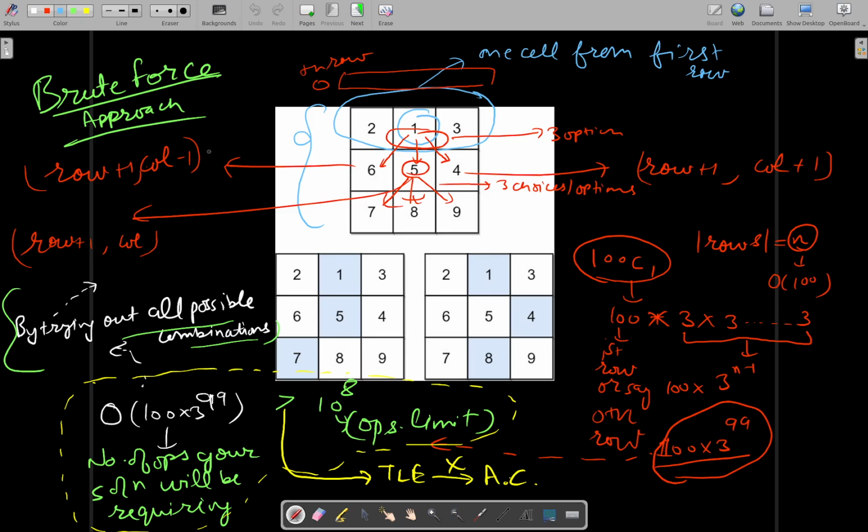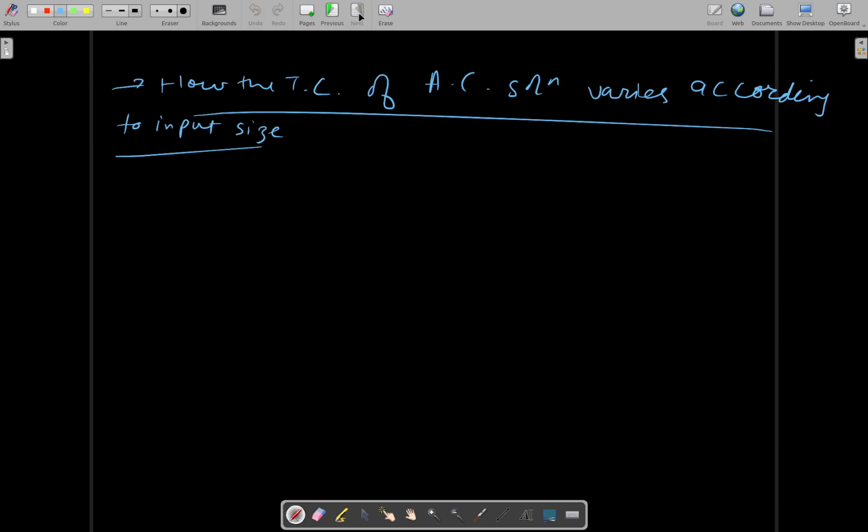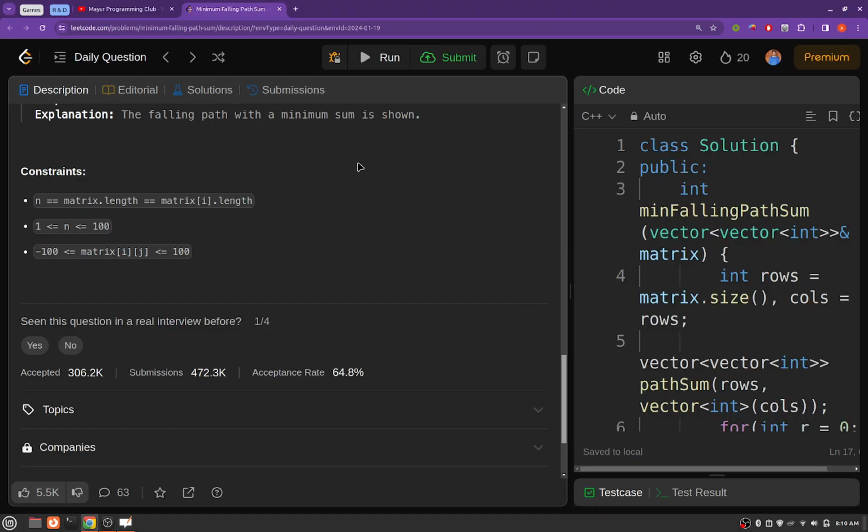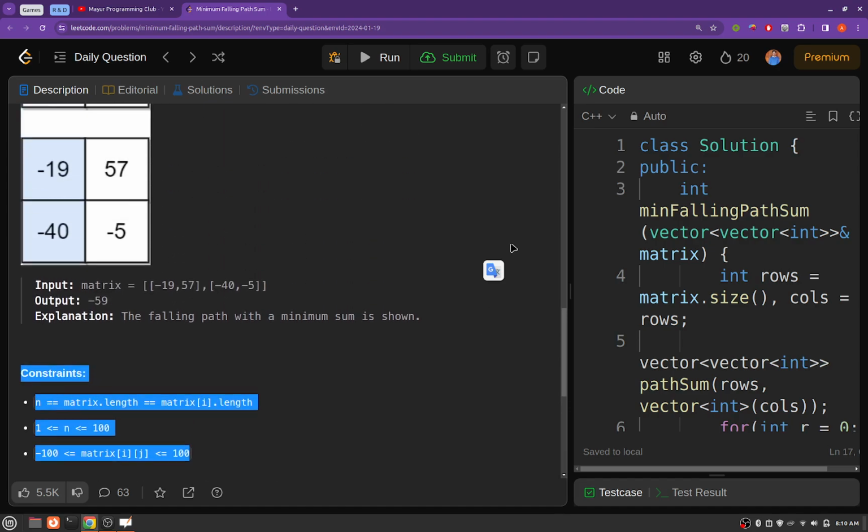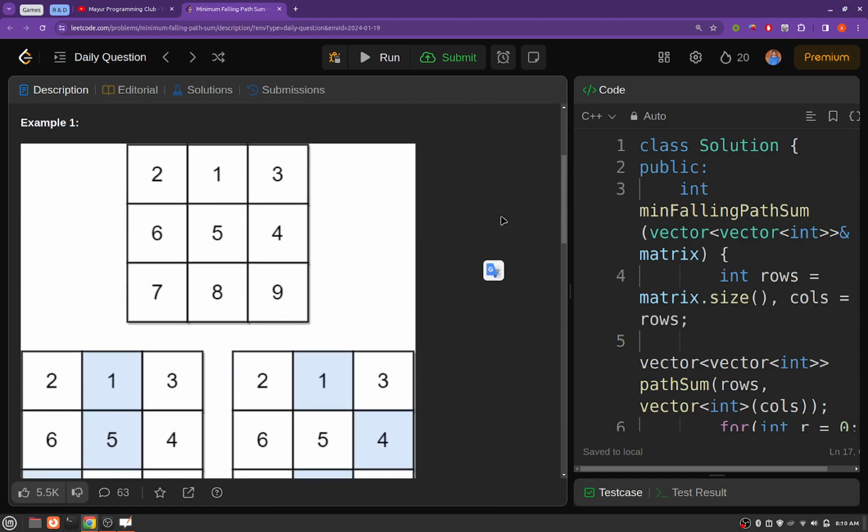So in order to get our solution accepted, we have to optimize this brute force approach. Let's see what optimizations can be there. Let's take the next slide for our convenience. Let's copy the same example that we copied previously.